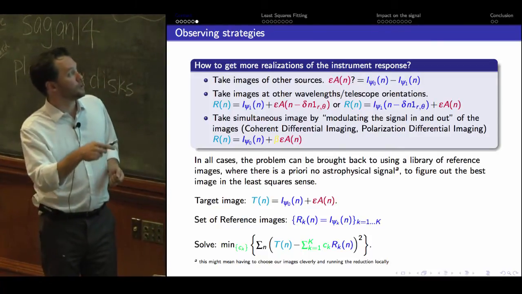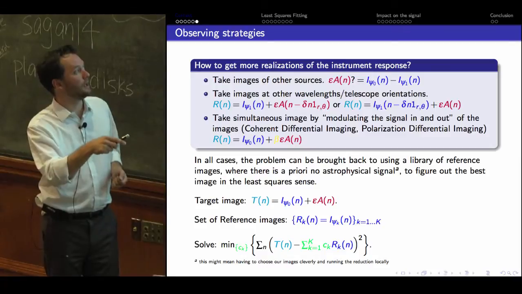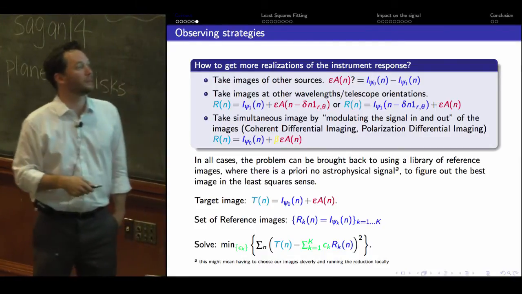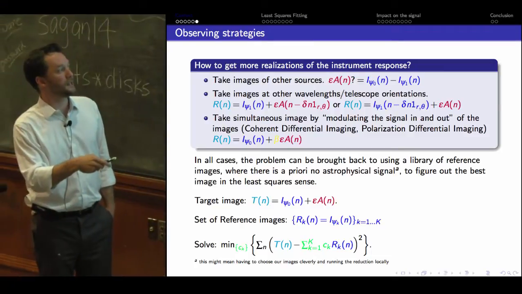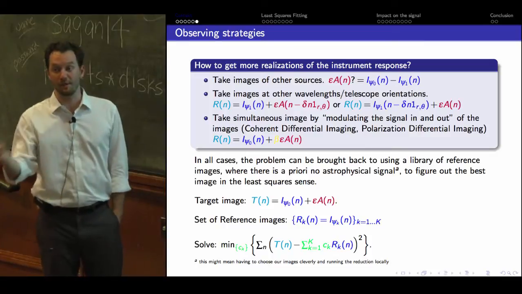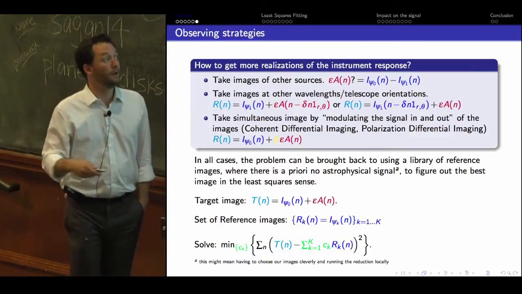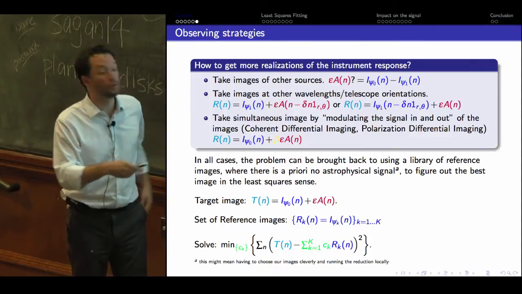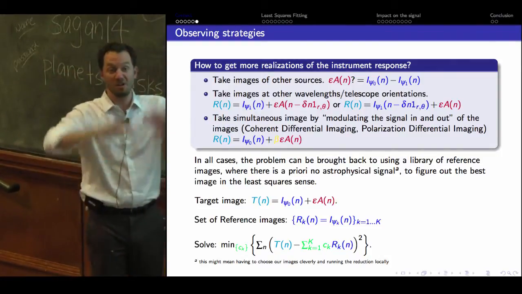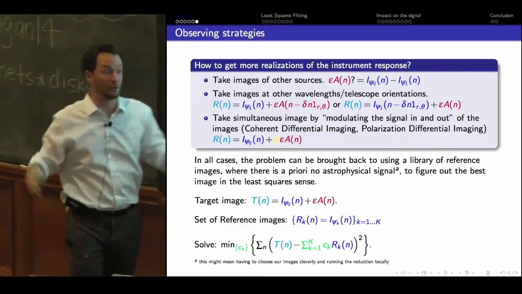So you have your target image, in which you have your instrument response function and then your hypothetical astrophysical signal. And you have a set of reference images. And note that in the reference images, I'm saying there is no astrophysical signal. So this means that you might have to choose your images, or the regions of the images you're choosing, a little bit carefully. But let's assume you're doing it properly for the sake of the argument here.